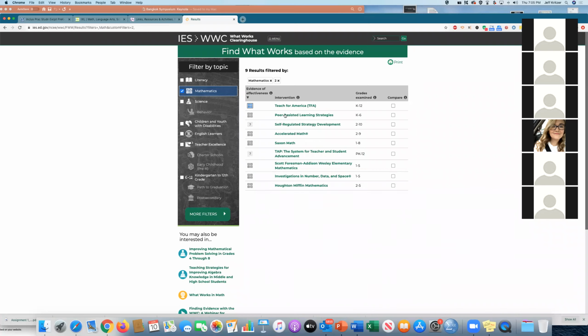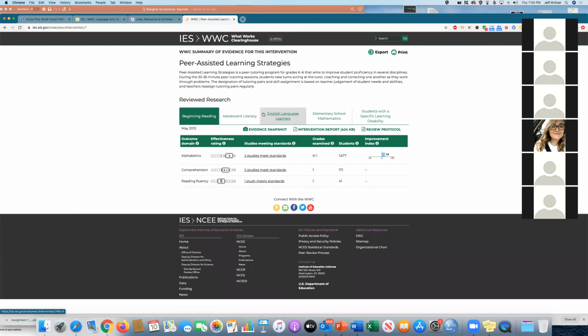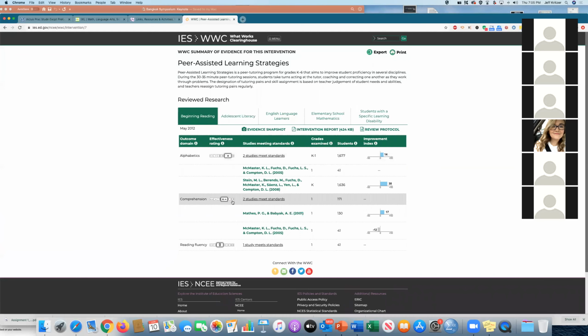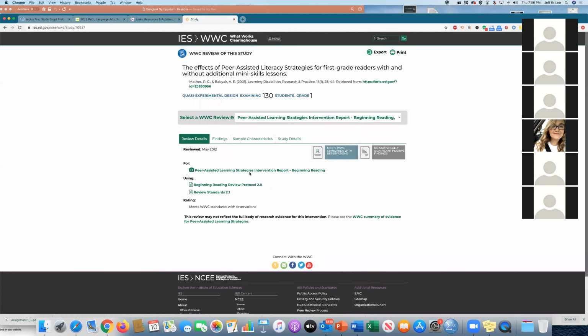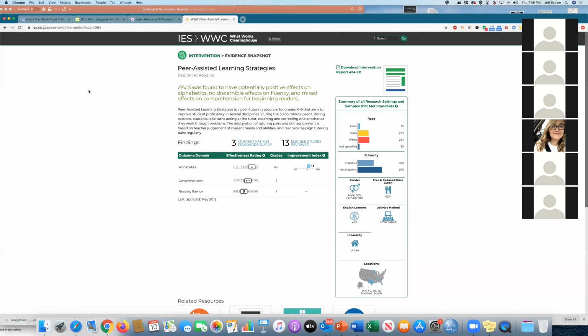So let's say you wanted to do peer assisted learning strategies, and you look at it, and you notice that it's got 2 pluses right here. Alphabetics, well, that's a reading strategy, but that's not math. But you want to look for these 2 pluses, and then you can click on any of the studies, look at it, see how it works, and tell us about it.